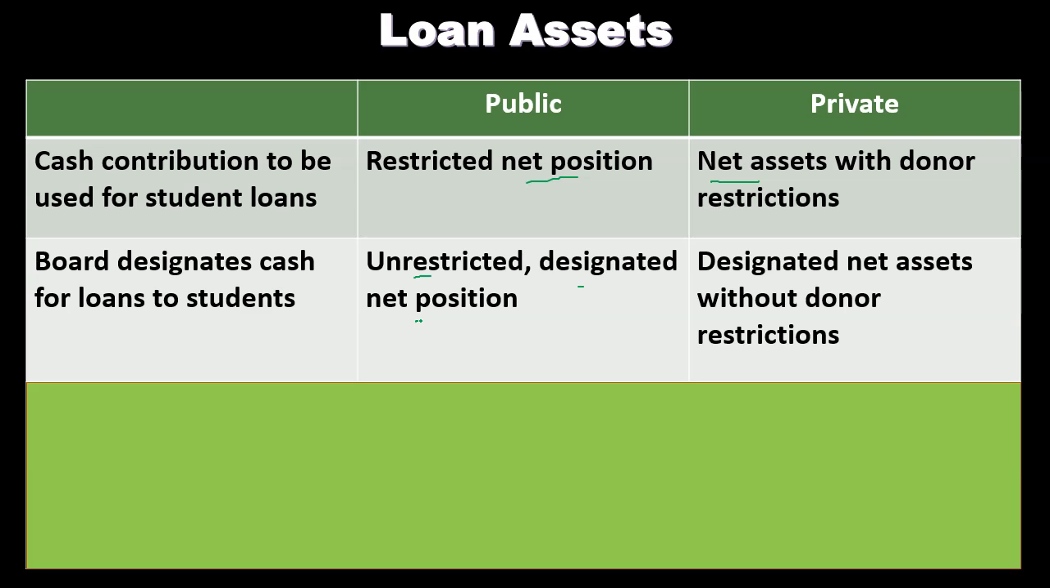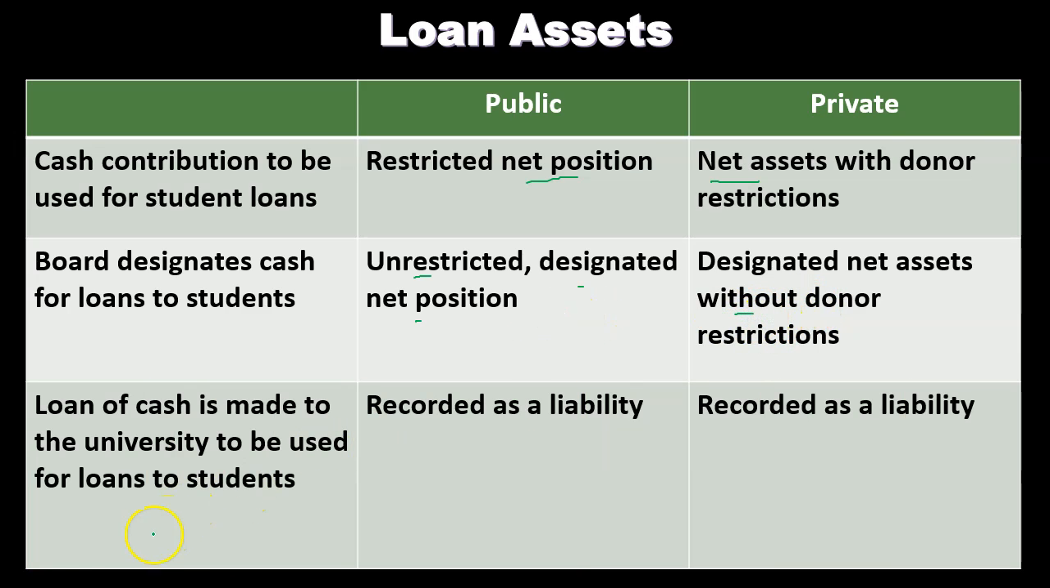net position. On the private side of things, if this was to take place, it would be designated net assets without donor restrictions. So again, it's kind of like the terminology is basically the major difference between the two entities. So designated net assets without donor restrictions. So again, it's still without donor restrictions, but now it's got that terminology of designated, another line item, and basically what would be similar to the equity section of the balance sheet type of statement.